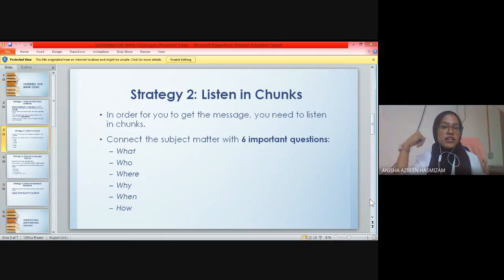Why? Kenapa? Why are they talking in the audio? They're talking about what? Why? What is the reason for them to say this way? To say things this way? Kenapa dia cakap macam ni? Kenapa macam ni?